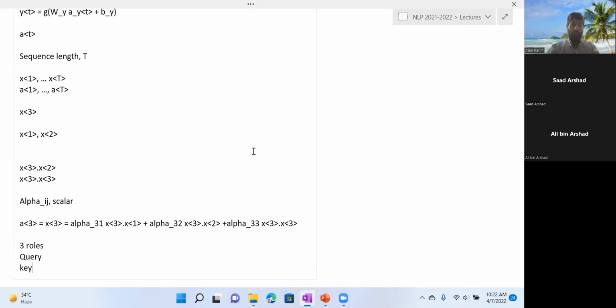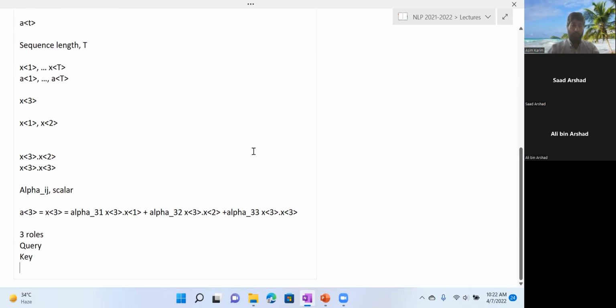Okay. And then finally, we have the value role, which is the role of the particular position of interest, in this case, x3, which would then form your final output A. So now let's look at how this is done.